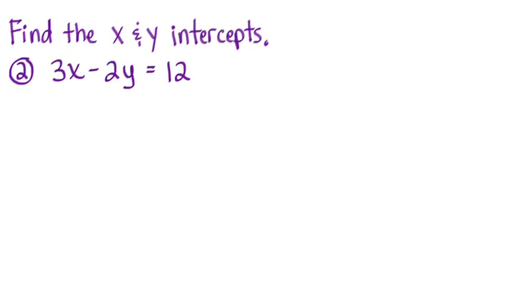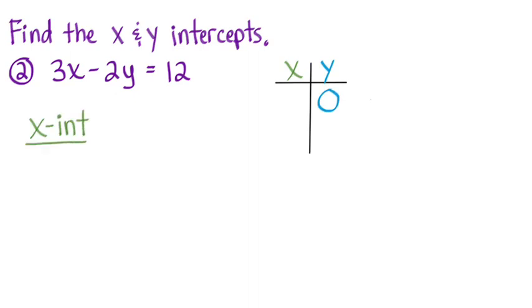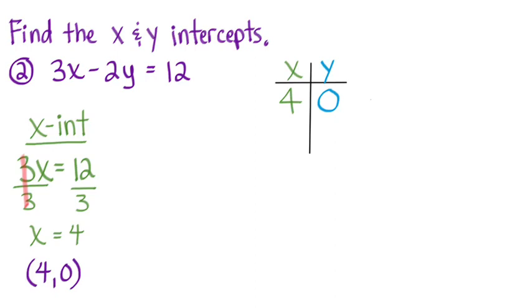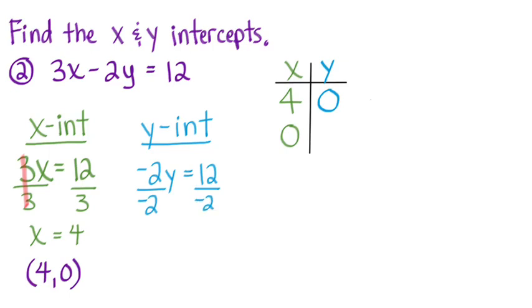Go ahead and try this one. Pause the video here and see how you do. So we're going to make a t-table first. When I want to solve for x, y is 0. I plug in 0 for y, which means it just goes away, and solve for x. Same thing when I want to solve for the y-intercepts, x has to be 0. So it eliminates the x values. We can solve for y, getting negative 6.